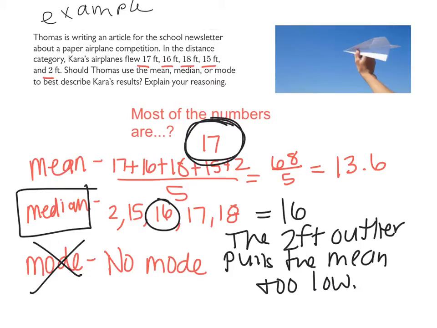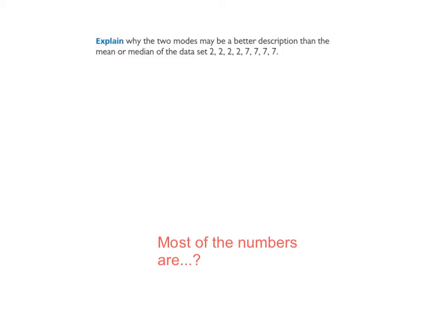Does that make sense? 13.6, our mean, was just too low because of that outlier. Alright, so let's go ahead to the next problem. This one I want you to look at. It says, explain why these two modes may be a better description than the mean or the median. So the data set is 2, 2, 2, 2, 7, 7, 7, 7.